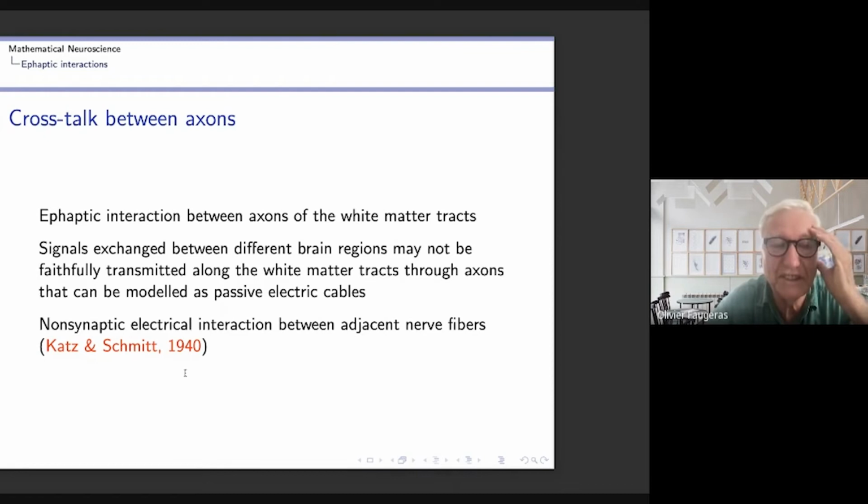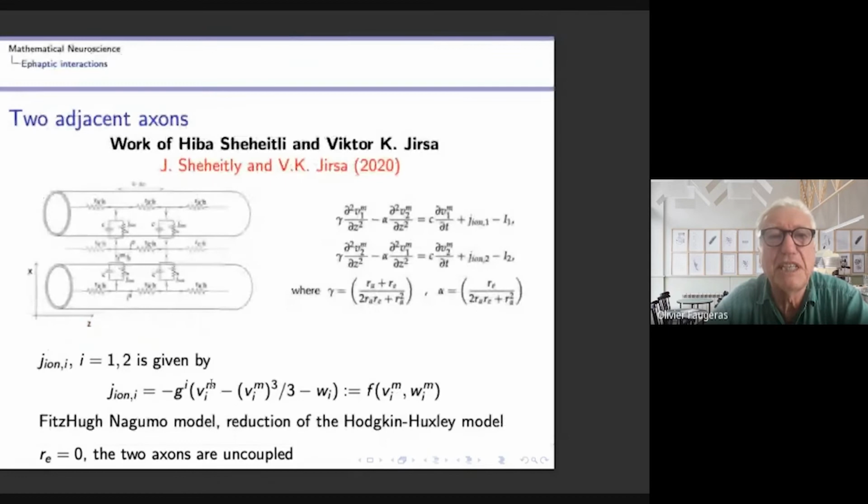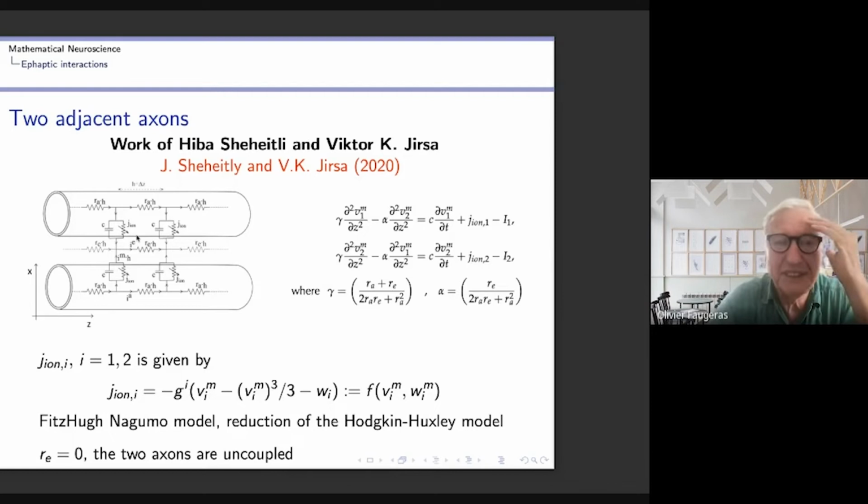There was a recent paper by Hiba Sheheitli and Viktor Jirsa in 2020, in which they had the first look at this phenomenon. So these are two axons. You have resistances everywhere, capacitances. I will not go into the details. This is simple electricity, if I may say so.